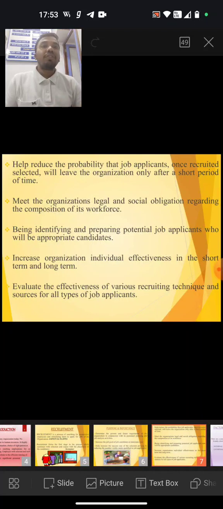Meet the organization's legal and social obligations regarding the composition of the workforce, begin identifying and pre-planning potential job applicants who will be appropriate candidates, increase organizational and individual effectiveness in the short term and long term, evaluate the effectiveness of various recruitment techniques and sources for all types of job applicants.